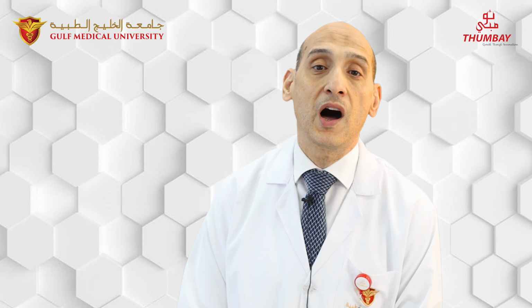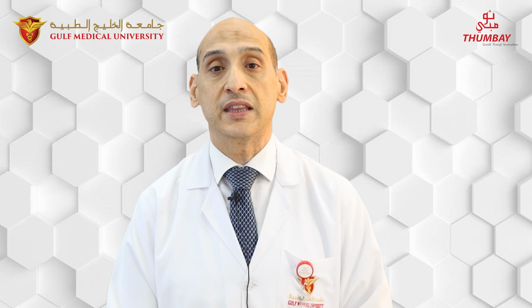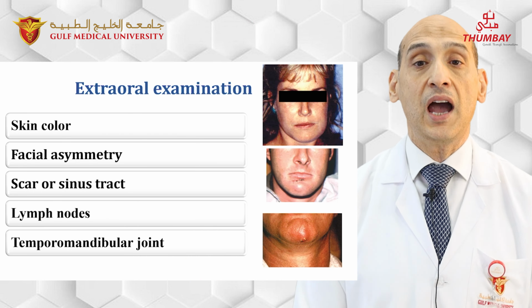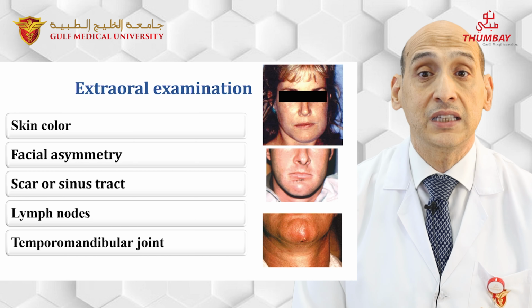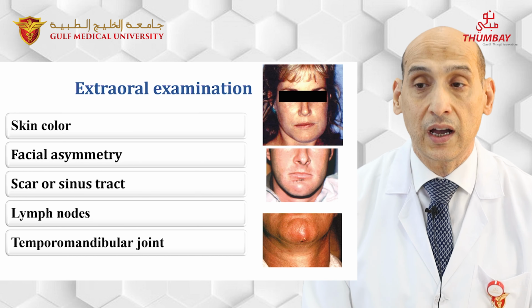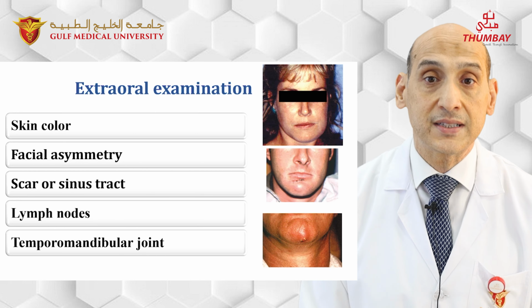Then I will start my objective tests, and the objective tests start extra-orally. I'm going to examine the skin, the color of the skin, any facial asymmetry or swelling or any deviation from the normal anatomy, any presence of a sinus tract extra-orally, examination also of the lymph nodes, and examination of the TMJ while opening and closing. I'm going to see if there's any deviation during opening and closing.